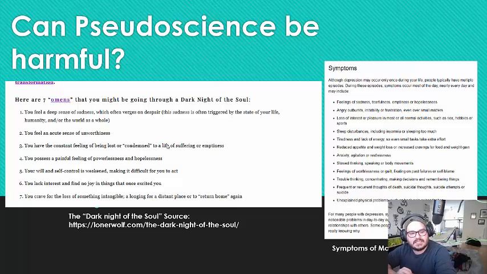You feel a deep sense of sadness, which often verges on despair. The sadness is often triggered by a state of your life, humanity, or the world as a whole. You feel an acute sense of unworthiness. You have the constant feeling of being lost or condemned to a life of suffering or emptiness. You possess a painful feeling of powerlessness and hopelessness. Your will and self-control is weakened, making it difficult for you to act.